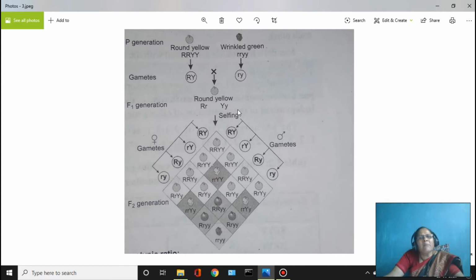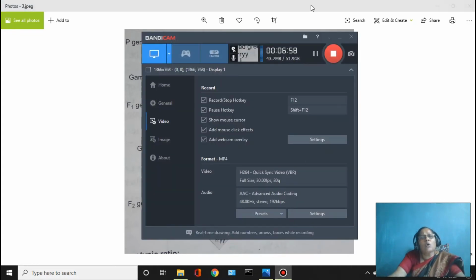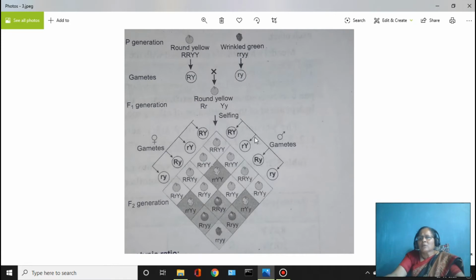In the monohybrid cross, in the F1 and F2 he found out the parental combination only. But in the dihybrid cross, along with the parental combination, he found two more types of combination, that is the recombinant progeny. Seeing this, he formulated the law of independent assortment.